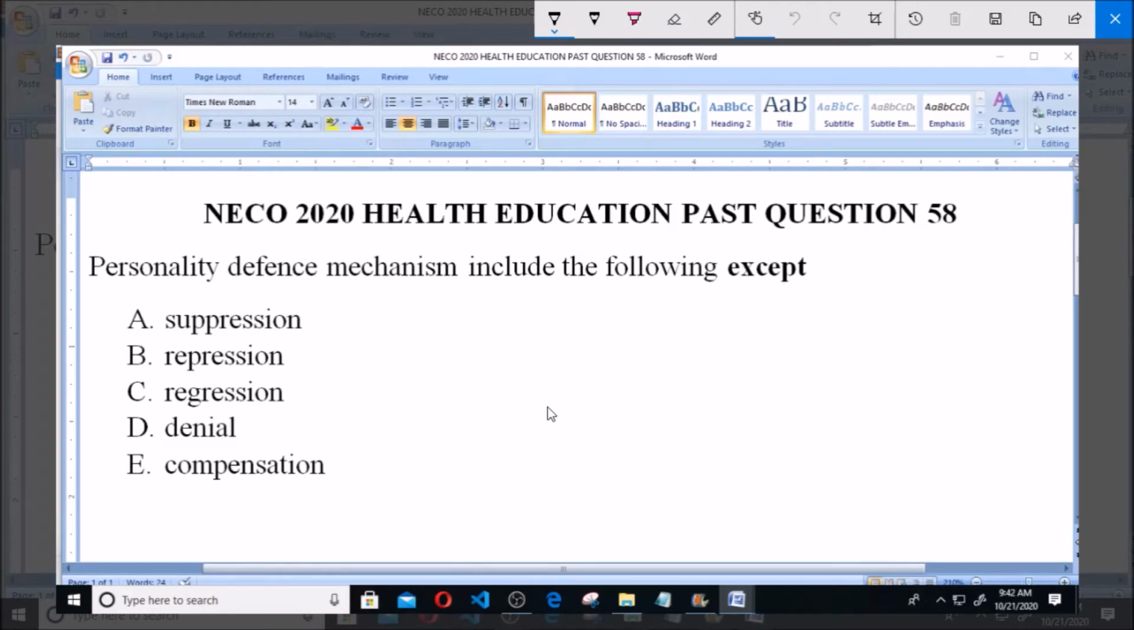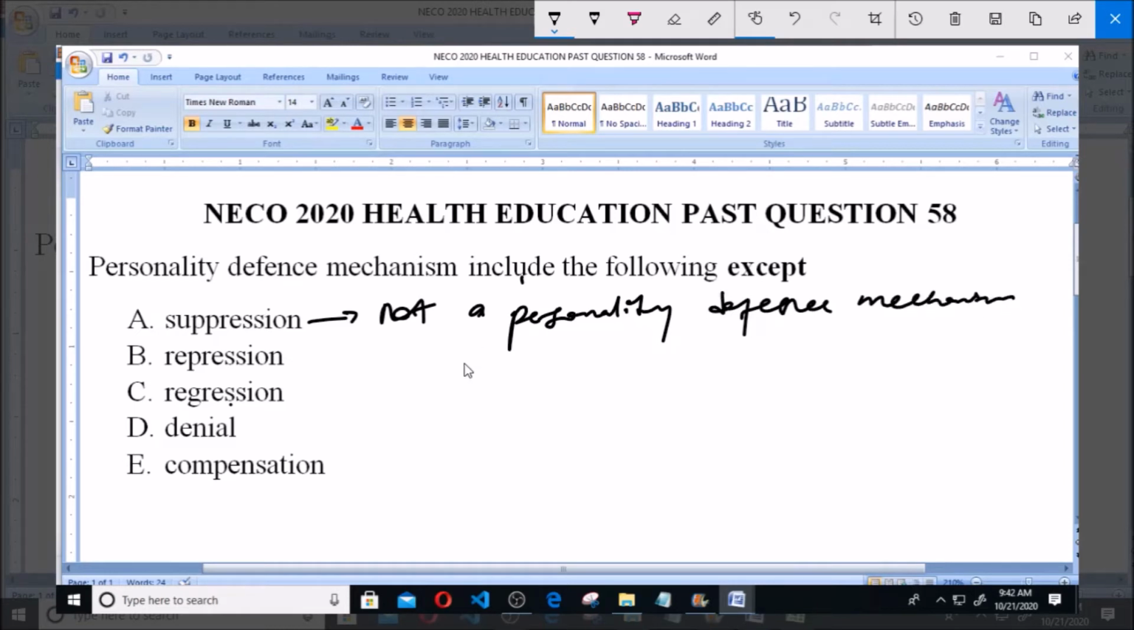Now, personality defense mechanisms are just simple mechanisms that are used to defend one's personality. That is, you defend yourself. Let's look at option A, suppression. Suppression here is not a personality defense mechanism, because the word suppression simply means you are suppressing. That is, you are suppressing emotional anxiety, or you are suppressing force or pressure. And so therefore it is not a defense mechanism.